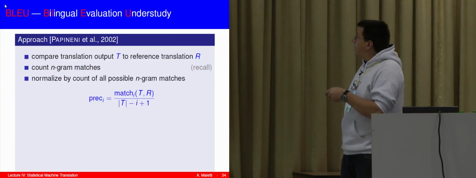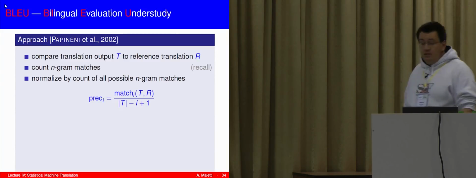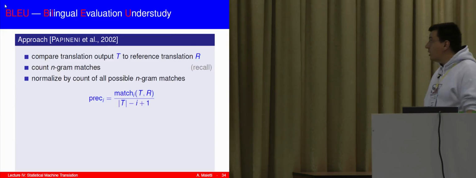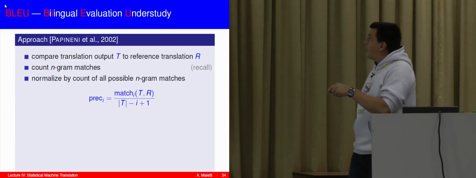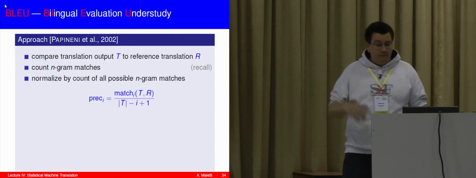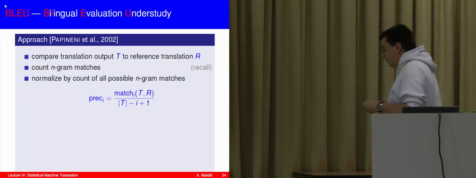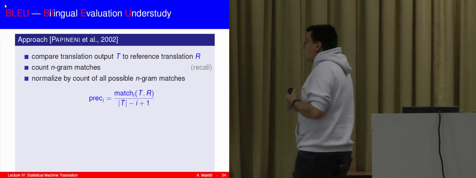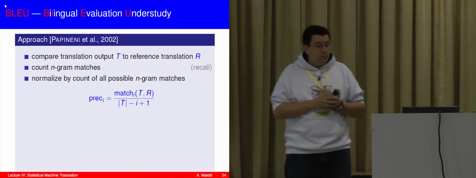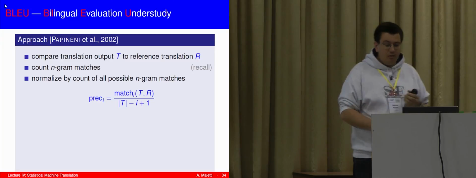So what they do is they compare the translation output to the reference translation. Actually, not they, it's what everybody does nowadays. And you're going to count n-gram matches up to a certain n. And you're going to normalize the count by all possible n-gram matches. If this sounds familiar, it of course is the same as something like maximum likelihood, but yeah.